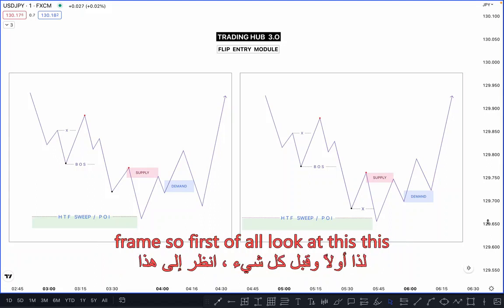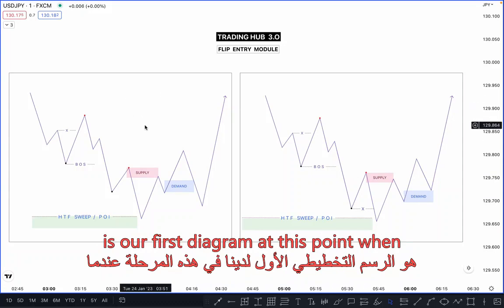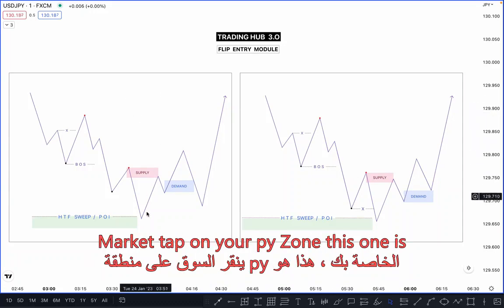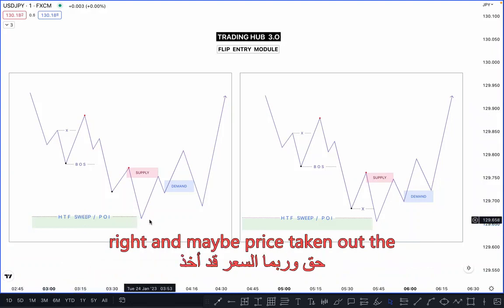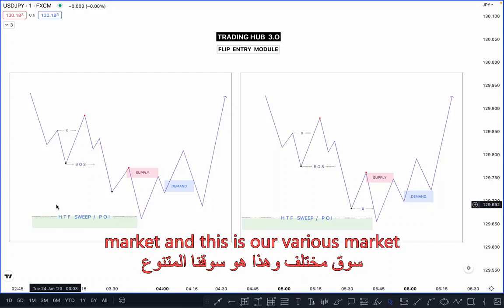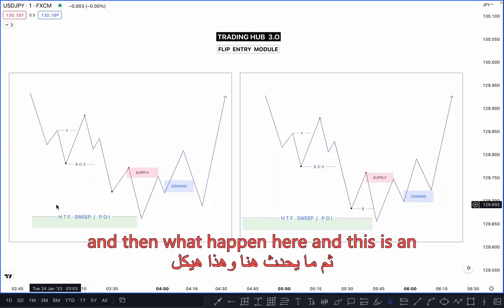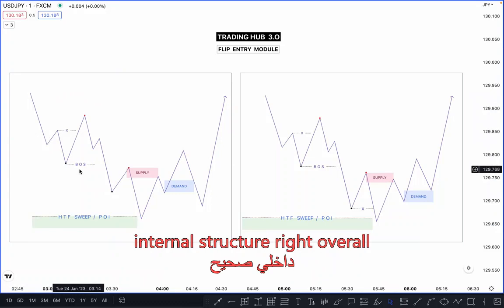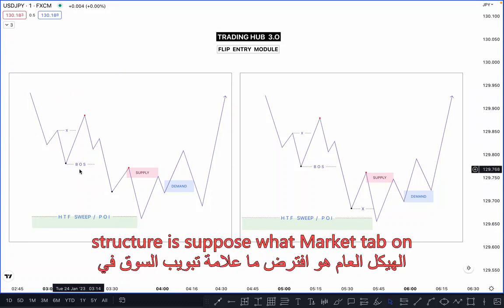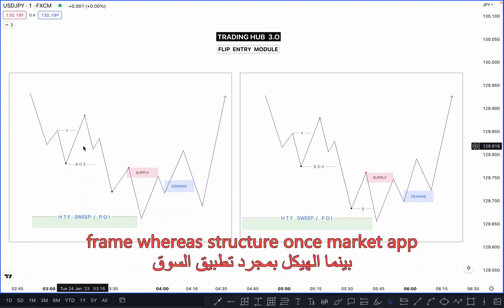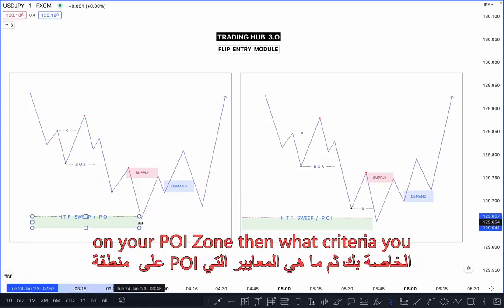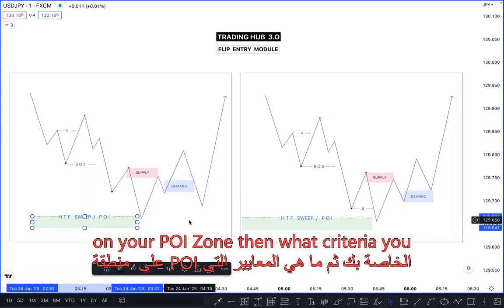So first of all, look at this. This is our first diagram. When the market taps on your PY zone, this one is your higher time frame M15 PY zone, right? And maybe price has taken out the previous low liquidity in a bearish market, and this is our bearish market. And this is an internal structure, right? The overall structure is bullish, but the market taps on your PY zone, and this is our lower time frame bearish structure. Once the market taps on your PY zone, what criteria should you follow?